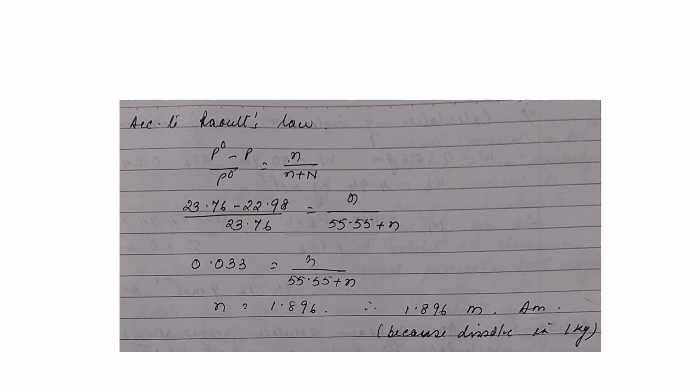According to Raoult's law, P naught minus P by P naught is equal to n by N plus n. You know this formula. Now P naught and P, both the things are given. So just put it in the formula. And here you don't know the value of small n only, that you have to find out. Capital N is 55.55, already we have got it. So just calculate it and find the value of n. That is, we are getting 1.896. Now it is 1.896 mole because it is dissolved in 1 kg. Am I clear, children?